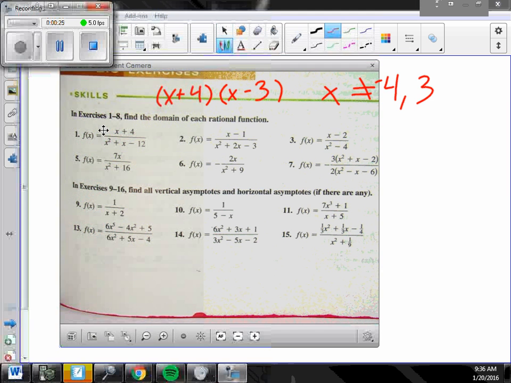So on 1 through 8, all you're going to find are the discontinuities. Where does the graph not have a domain? So the domain, well, technically the domain is all real numbers, but x is not allowed to be negative 4 and 3.